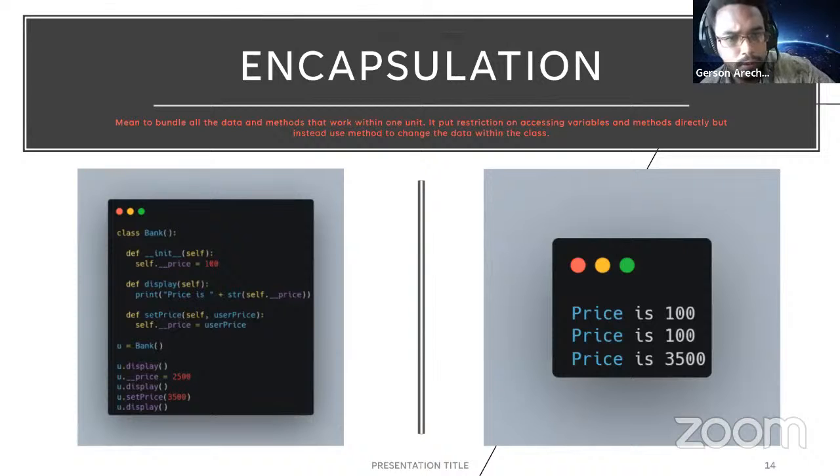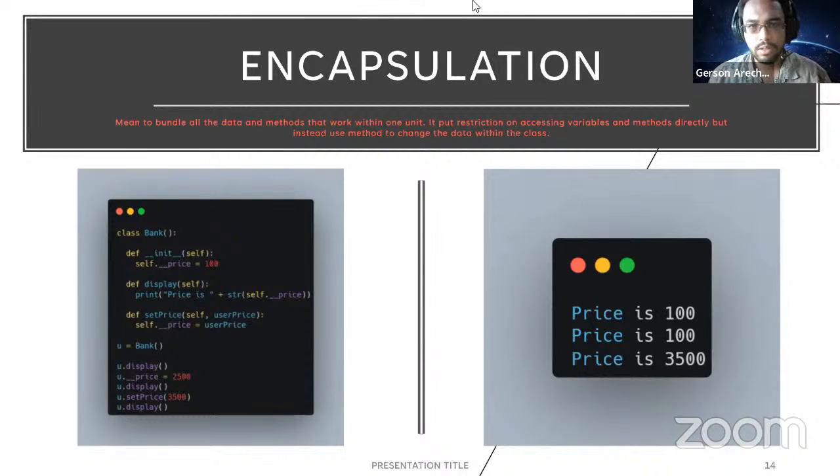Encapsulation. What does this mean? We want to bundle all of our data and methods that work within one unit. So encapsulation basically puts restrictions on accessing the variables and methods directly, but instead uses methods to change the data within the class. And in order to do the encapsulation, we just need to create a property.